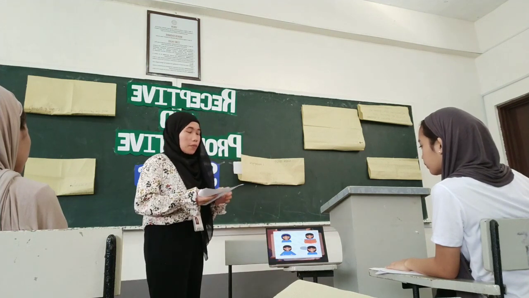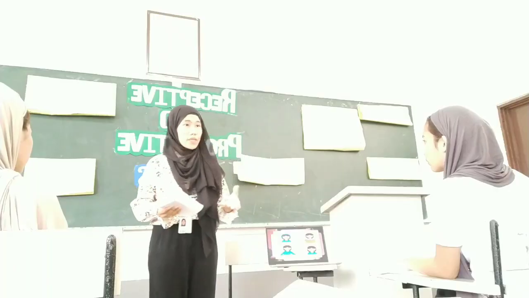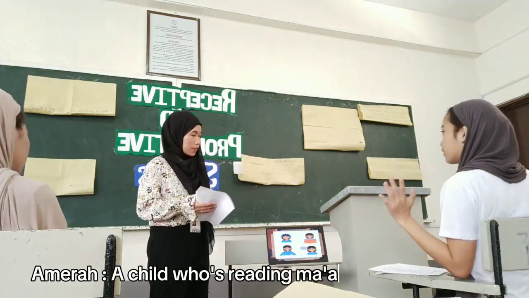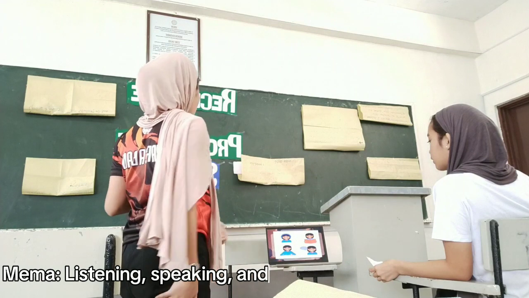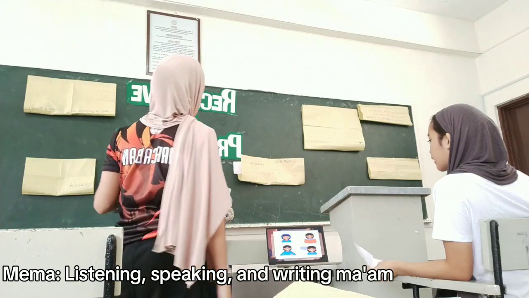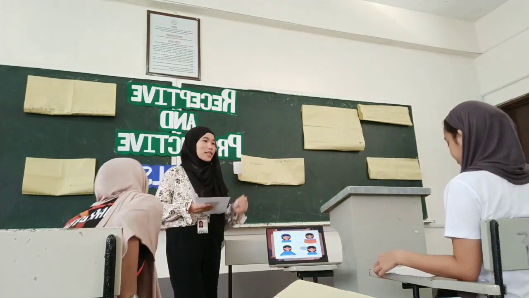So for this first picture, what comes first in your mind? This first child. Yes. Okay, very good. Another. Who can say this one? This one, three children. A child who is listening, talking, and writing. Okay, very good. That's correct.